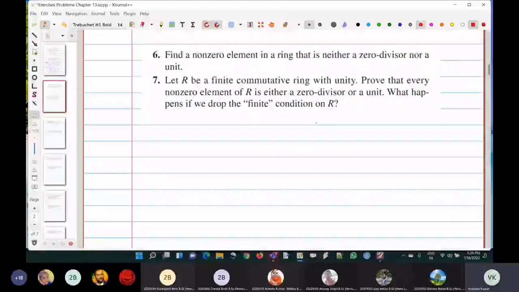Question number 6. Find a non-zero element in a ring that is neither a zero divisor nor a unit. So any idea? Question number 6. Find a non-zero element in a ring that is neither a zero divisor nor a unit. Okay.